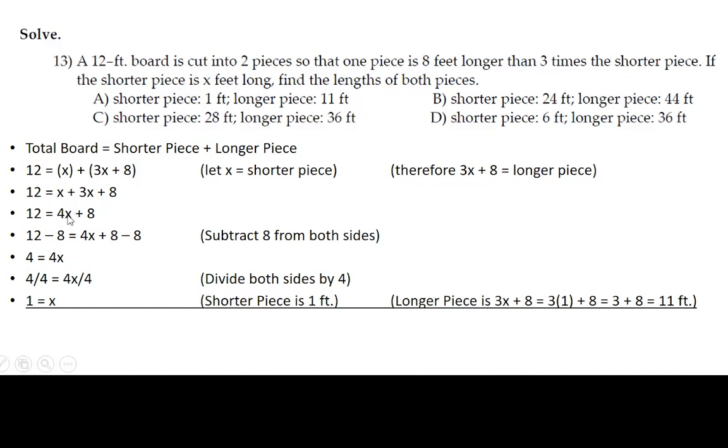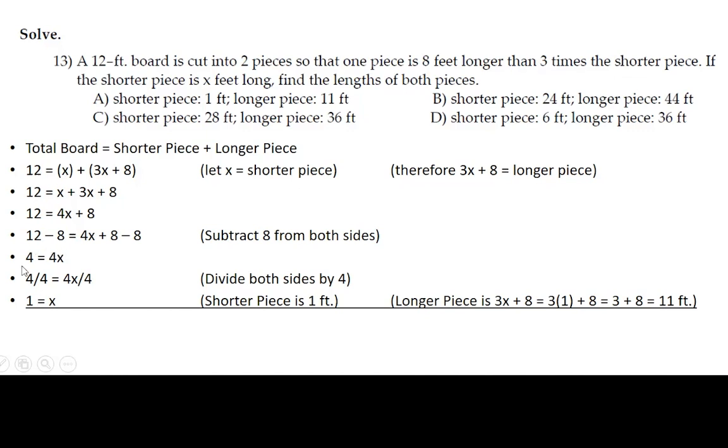We want to get that x by itself, which means we need to get that 4x by itself. We need to get rid of adding 8. We do that with subtracting 8. Whatever we do on one side, we do on the other. So we are subtracting 8 from both sides. On the right, 4x plus 8 minus 8. The plus 8 minus 8 cancel each other away, leaving us with just the 4x.